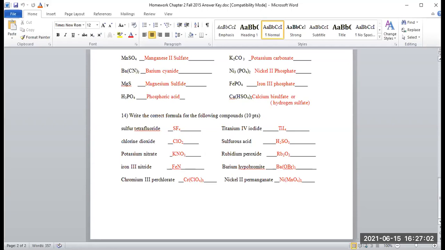Rubidium peroxide, 2 rubidiums and 2 peroxide, or 2 oxygens in the peroxide. Barium hypobromite. This one does have one variant. There are a few valid sources which will list it as BrO instead of OBr. That is considered to be an acceptable variation. And then nickel 2 permanganate. Your permanganate should have parentheses and then have a small 2 as a subscript on the outside.